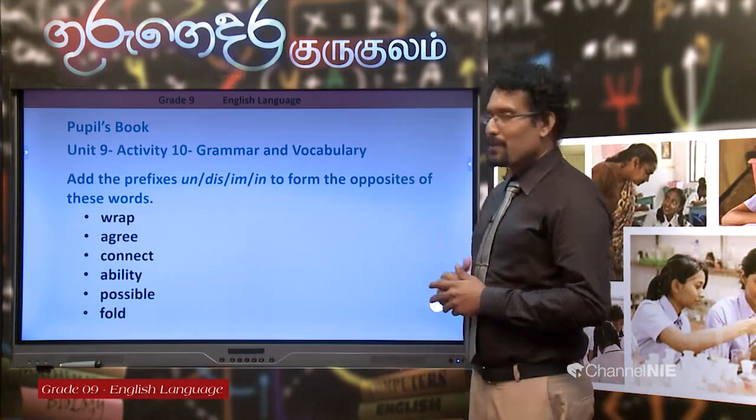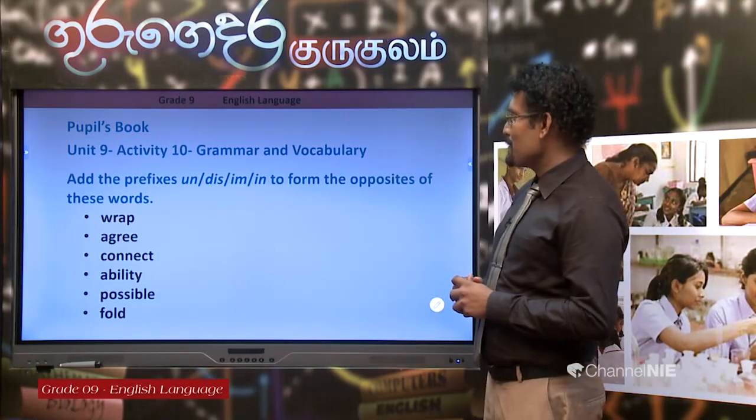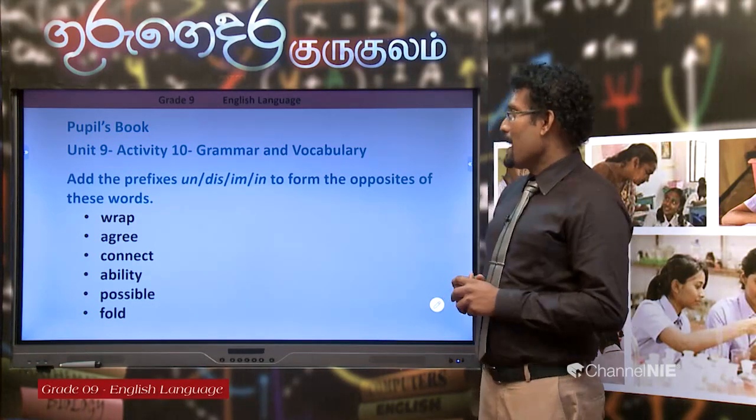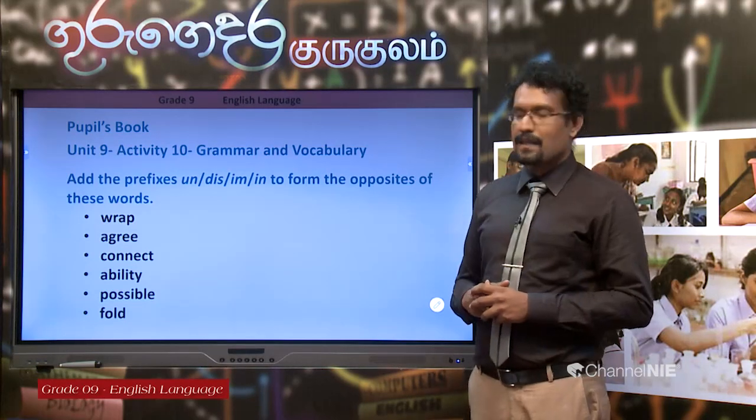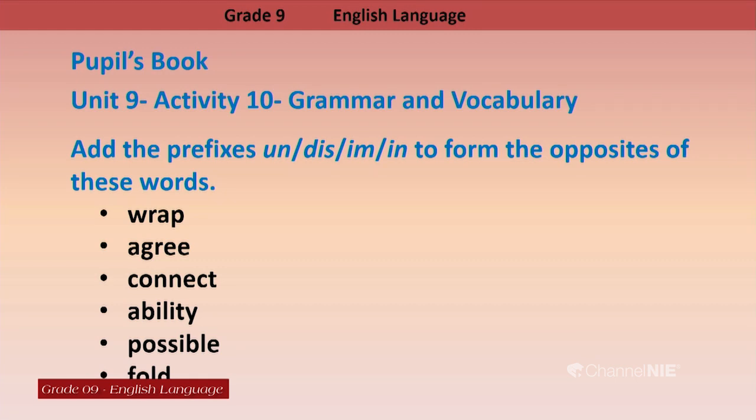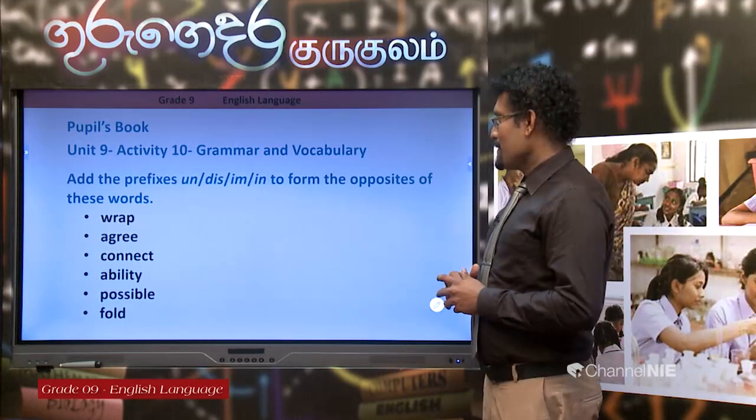Right. So, now we are going to do an activity. I have taken this exercise from your Pupil's book, Unit 9, Activity 10, Grammar and Vocabulary. Add the prefixes "un", "dis", "im", "in" to form the opposites of these words: wrap, agree, connect, ability, possible and fold. So, there is an activity for you. Let us do that together.